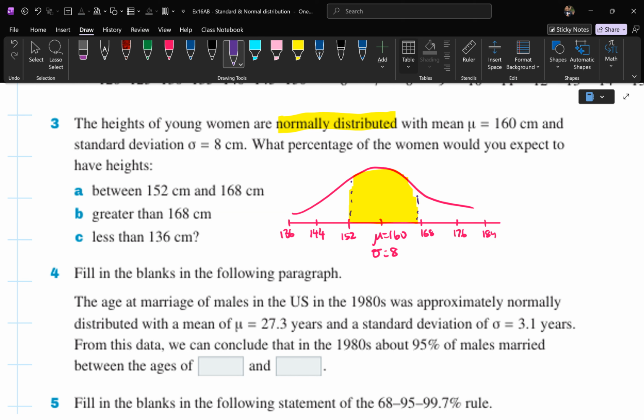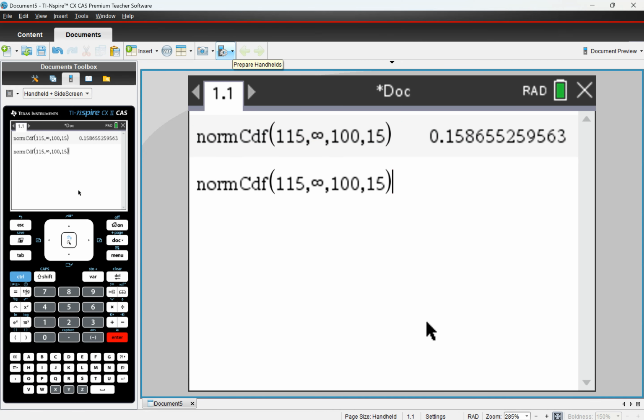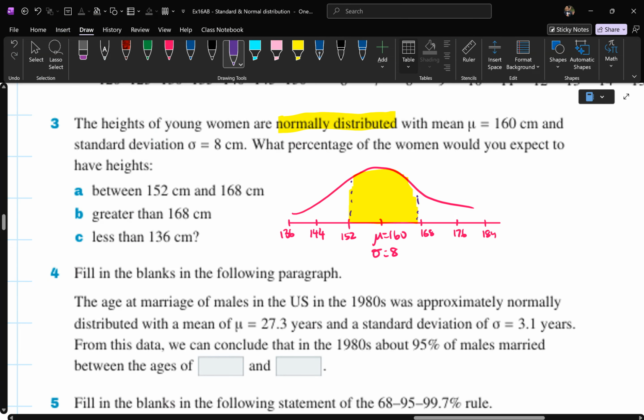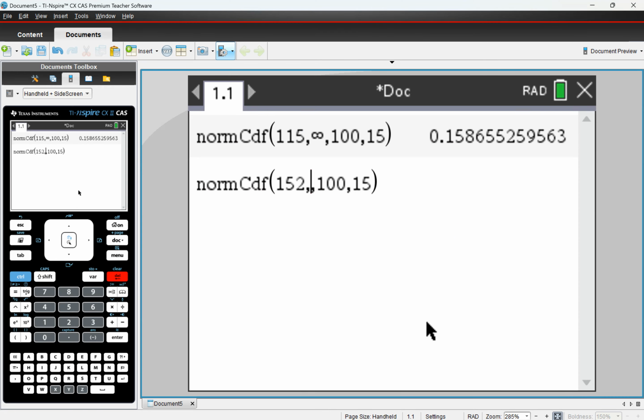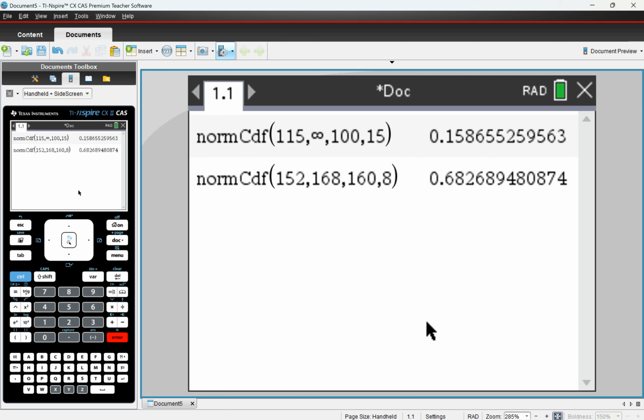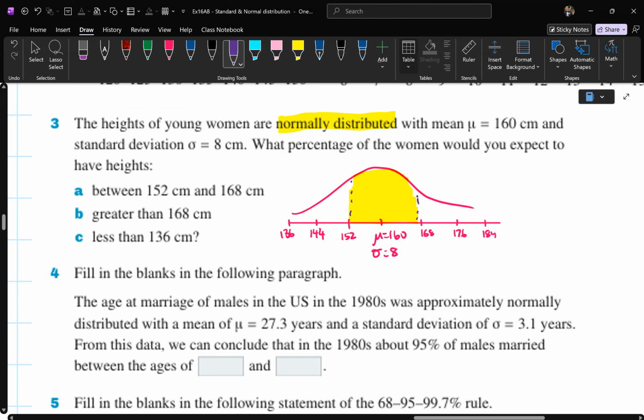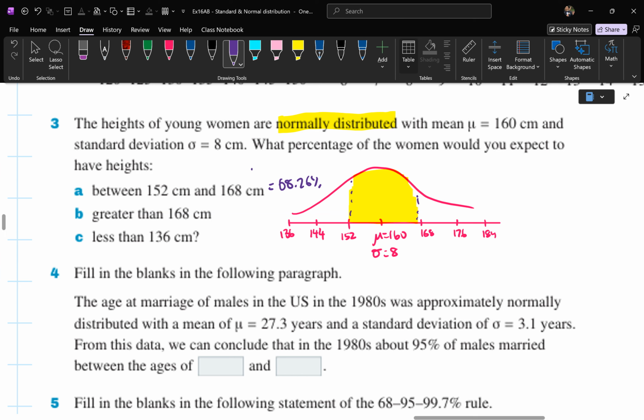So likely this is asking for the approximation. So again, you would say 68%, but if you want to be clear, again, normCDF, I'm just going to copy it down. We're going from 152 to 168, and the mean was 160, and the standard deviation was 8. There we go, so it's 68.26, that's the percentage, so the percentage is 68.26%, but I think for this exercise, students were probably meant to just say 68%.